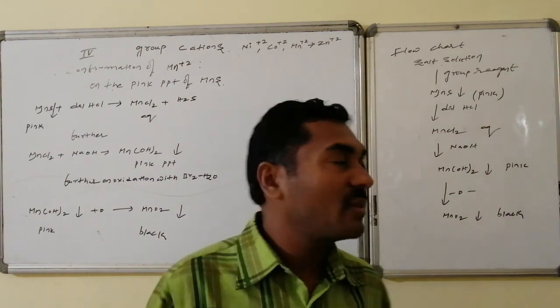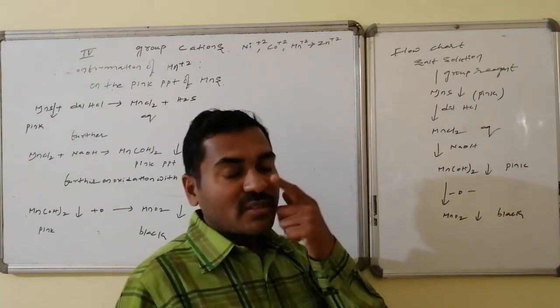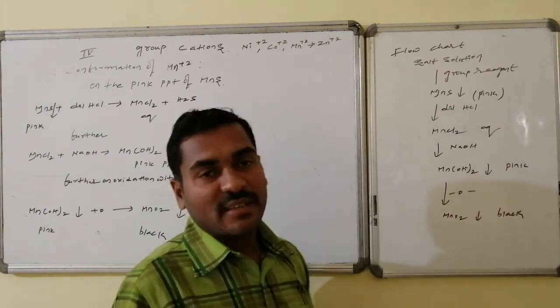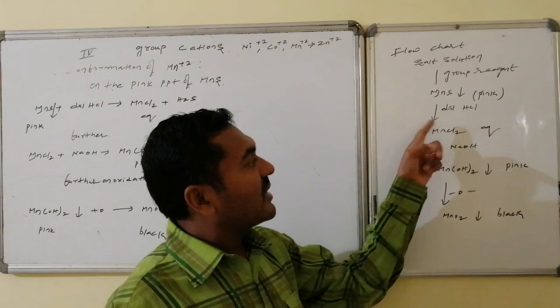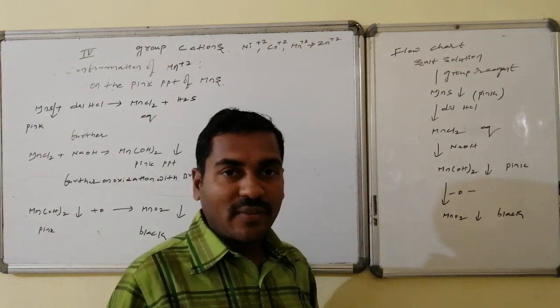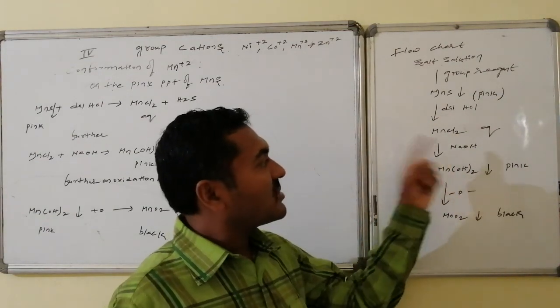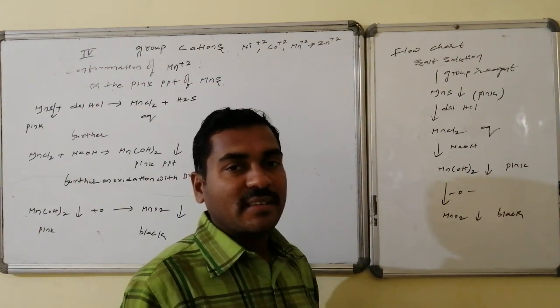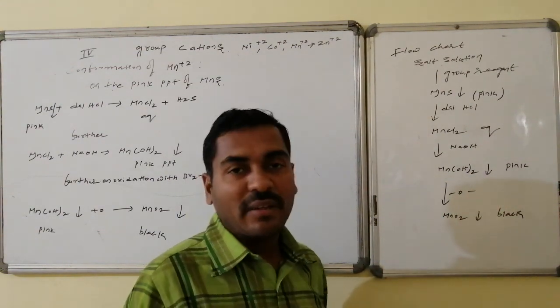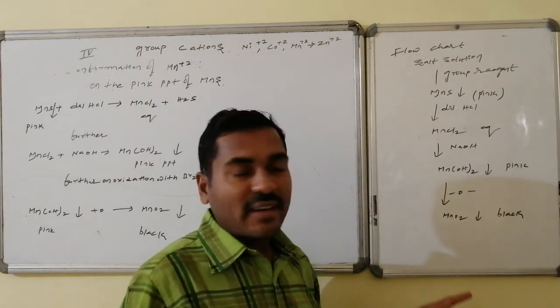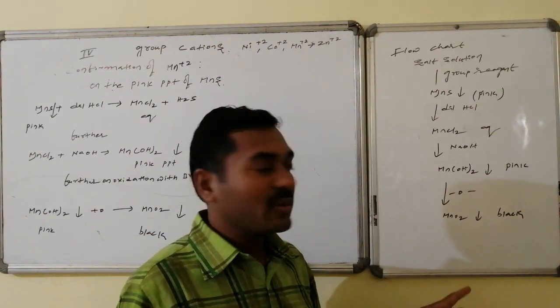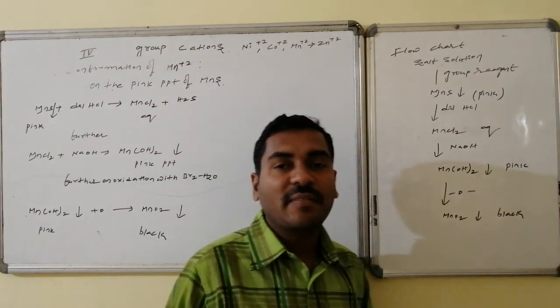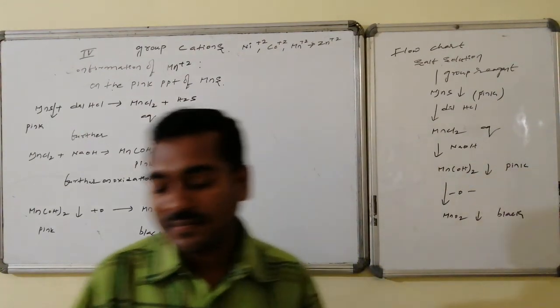The flowchart of confirmation is like this. Salt solution plus group reagent forms manganese sulfide, pink. This on reaction with dilute HCl forms manganese chloride, an aqueous solution. This on reaction with sodium hydroxide, with the same oxidation state, forms manganese hydroxide, Mn(OH)2, which has pink color. This pink colored manganese hydroxide on oxidation with bromine water forms manganese dioxide, a black color precipitate.